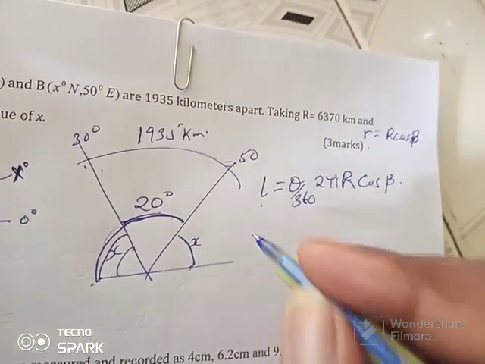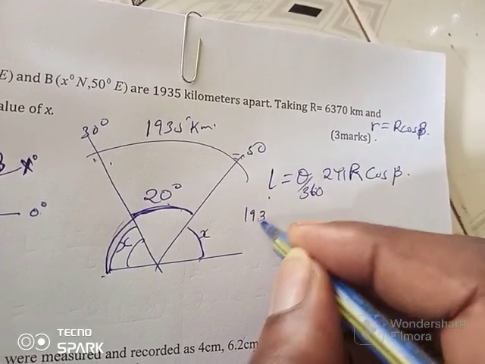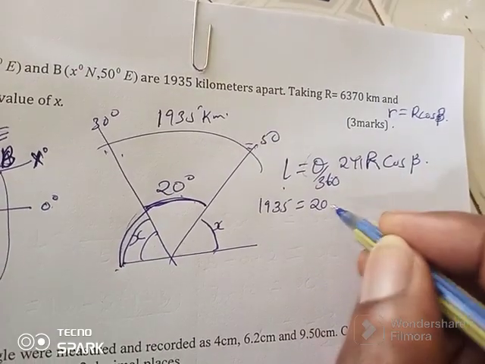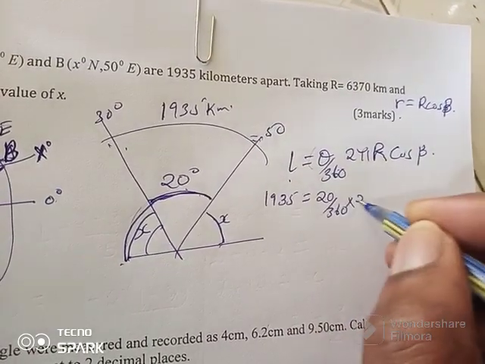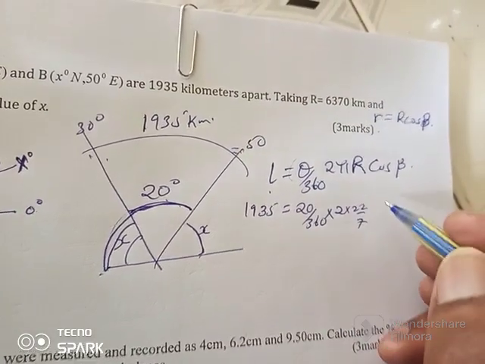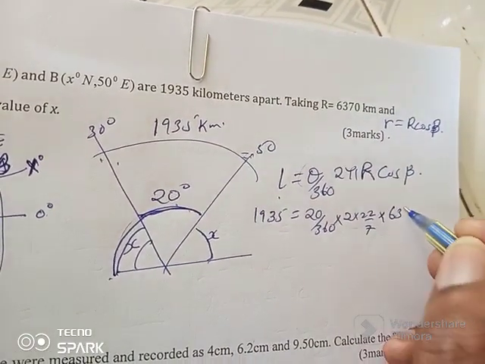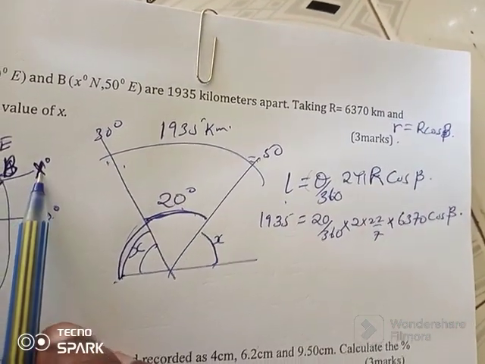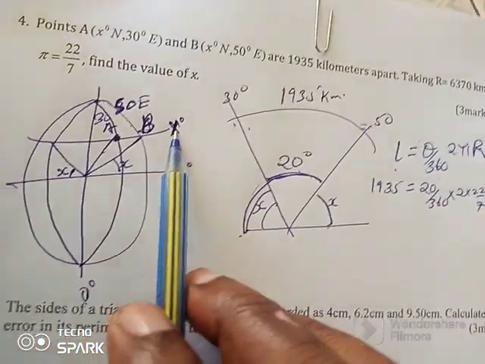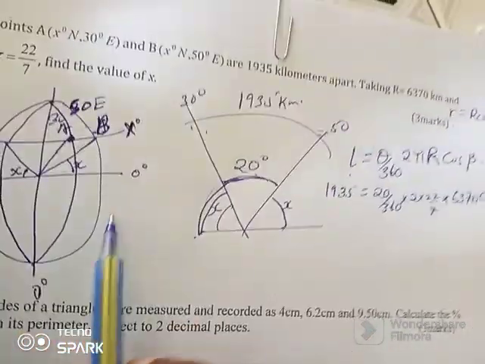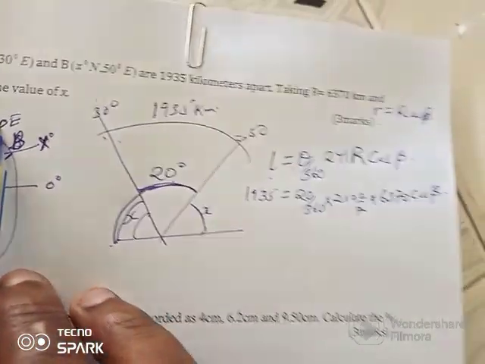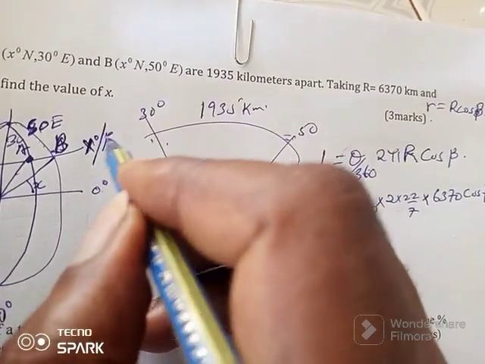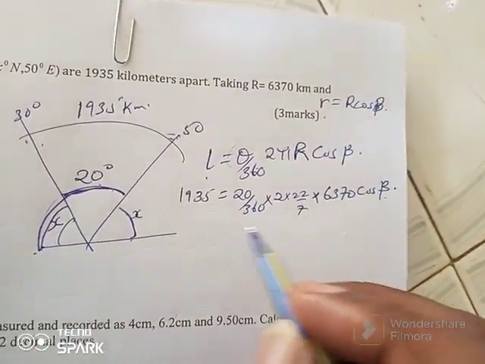So what is our L here? L was given, 1935, and it is given by the angle between them, 20 degrees, which is the theta, times 2 times 22/7 times the radius of the Earth, 6370, cos beta. Beta here is the angle X, the latitude angle. How far are we on the north? So the X degrees. Let me call it beta here. This is beta.